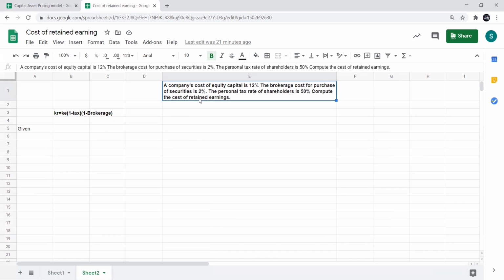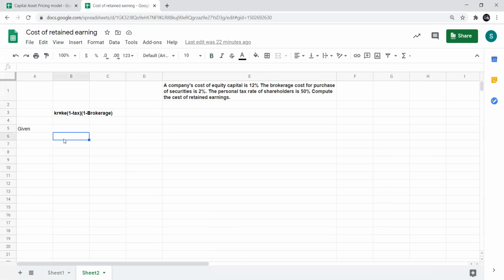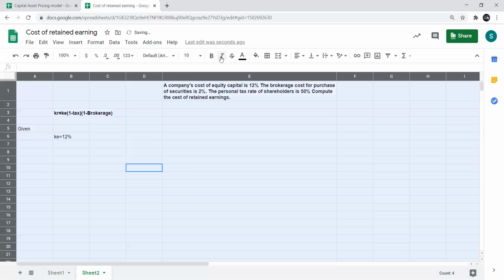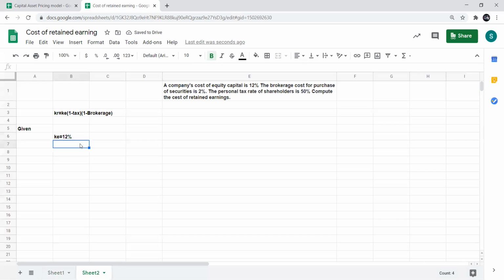A company's cost of equity capital is 12%. As I'm reading the problem, let me write down the given figures. Cost of equity capital, they have given it to be 12%. Okay. And what they are telling later, the brokerage cost for purchase of security is 2%. So the brokerage is equal to 2%, and the personal tax to the shareholder is 50%. Yes, tax to be paid is 50%. Compute the cost of retained earning. Yes, everything they have given, I have to compute the cost of retained earning.